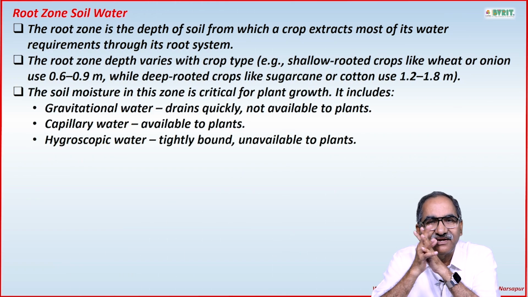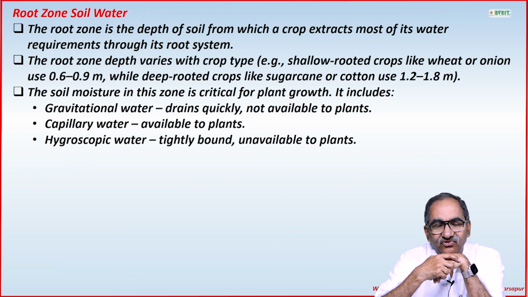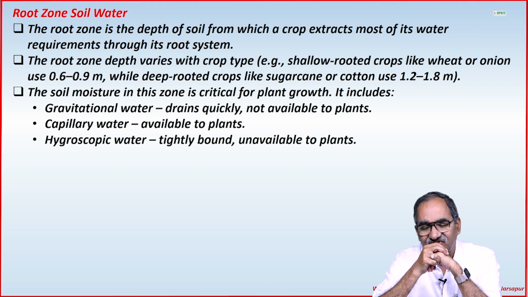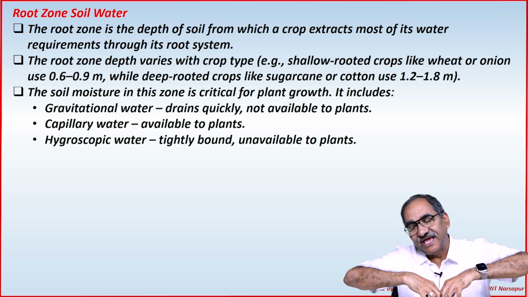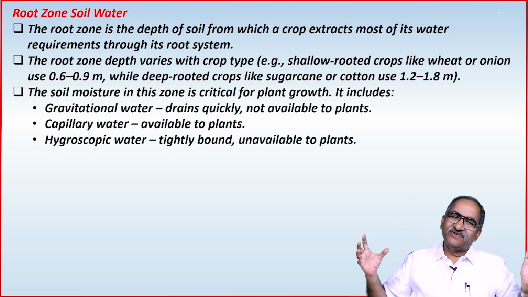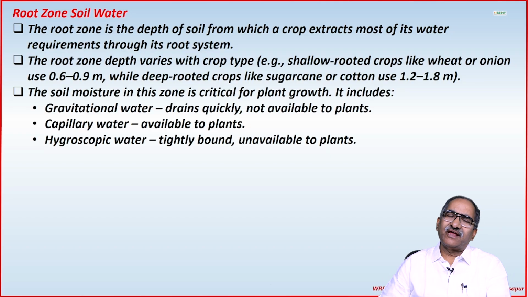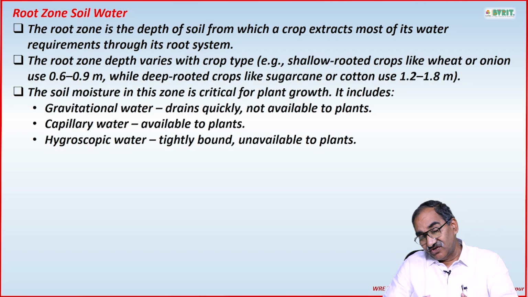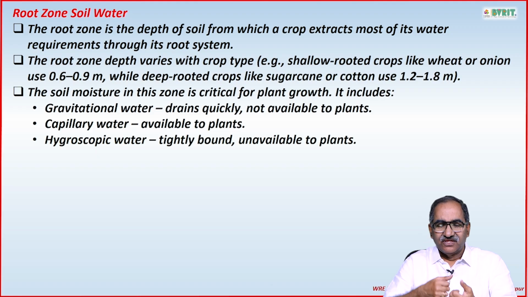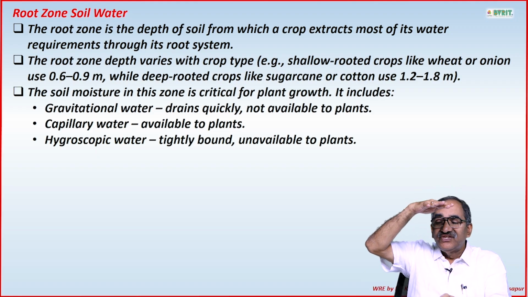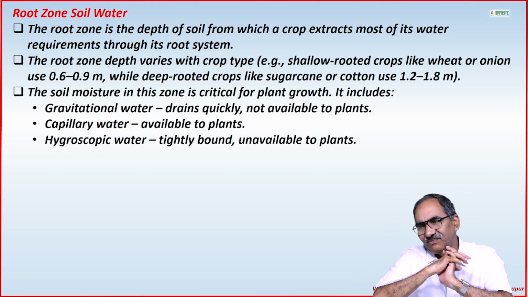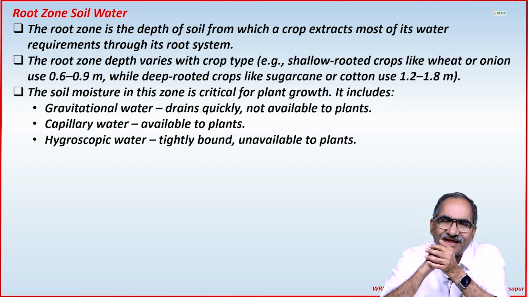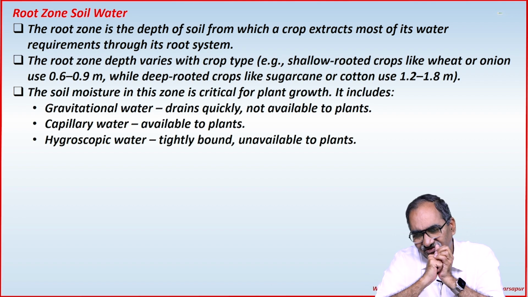And what do we mean by root zone soil water? The root zone is the depth of soil from which the crop extracts most of its water. Whatever water the crop requires is drawn only from the root system. So what will that zone be? Generally, the zone varies from crop to crop. The root zone depth of any particular crop varies from crop to crop.